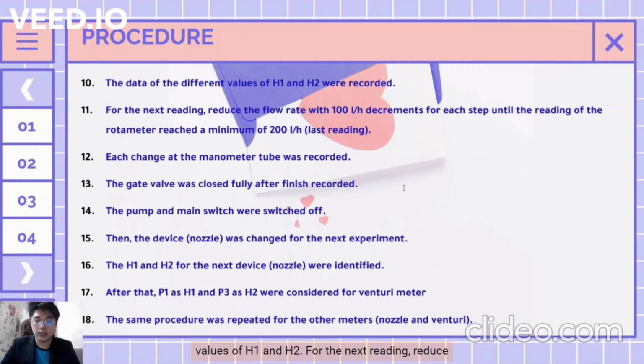For the next reading, reduce the flow rate with 100 liters per hour decrements for each step until the reading of the rotameter reaches a minimum of 200 liters per hour. Record each change at the manometer tube. Fully close the gate valve after finishing recording. Finally, switch off the pump and the main switch. Then, change the device for the next experiment. Repeat the same procedure for nozzle and venturi.